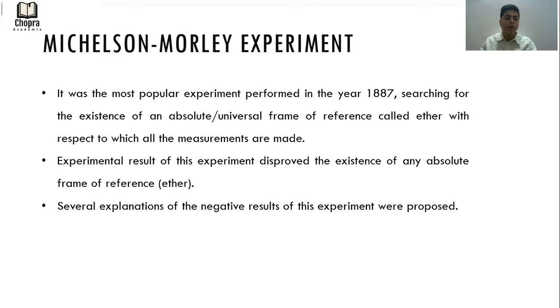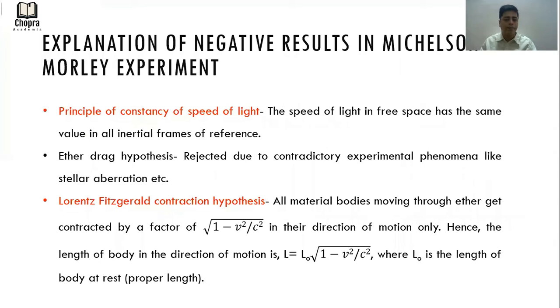But there were several explanations given to this negative result. These explanations were very popular and they hold, in fact, the pillar of the special theory of relativity. So the theoretical assumptions were adjusted to match the experimental results, and that is how the special theory of relativity came up. The very popular explanations of the negative result in the Michelson-Morley experiment were: the first one was the principle of constancy of speed of light.